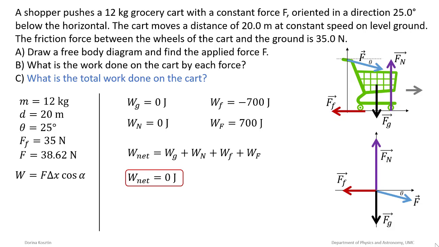Does this make sense? Well, another way to calculate net work is by writing that net work equals, from the definition of work, the net force multiplied by the displacement of the object under the action of net force multiplied by cosine of the angle between the net force and the displacement. In this case, the net force, as we saw in part A of the problem when we used Newton's second law, represents the sum of all forces, and because the cart is moving with a constant speed, it is equal to 0. Since the net force is 0, it means that the net work will also be 0.